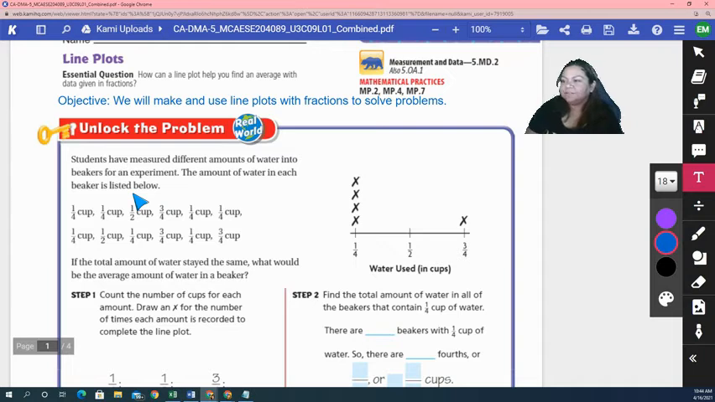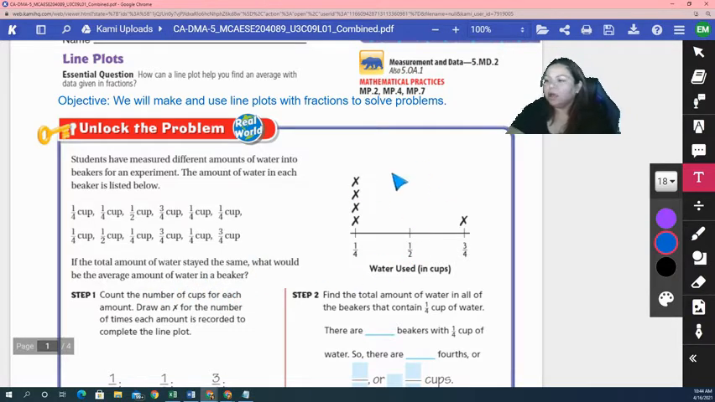Students have measured different amounts of water into beakers for an experiment. The amount of water in each beaker is listed below. So they measured 1/4 cup, then 1/4, then 1/2, then 3/4. So we have a list of data, a list of information, measurements that were done. If the total amount of water stayed the same, what would be the average amount of water in a beaker?